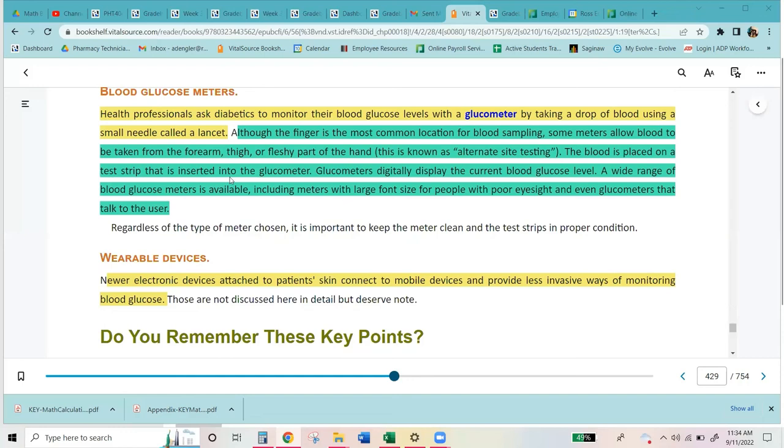A wide range of meters are available. There's some with large size, some that have talking capabilities, and now there's tons more since the book has been written. There are the wearable ones that you can just scan under your arm. There are more technology-based ones that you hook up to your computer so you can track your information, stuff like that. And newer electronic devices attached to patients' skin connect to mobile devices and provide less invasive ways of monitoring blood glucose.